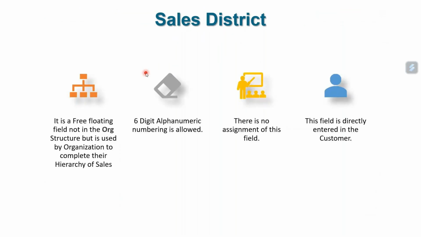Then you have a stand-alone concept called a sales district. Okay, it's a free floating field. Why? Because you make it, you do not assign it to any other org element. You do not do this assignment. It's a 6-digit alphanumeric. There is no assignment here, and this field is directly entered in the customer. So when we make a customer, we just put the sales district number there.